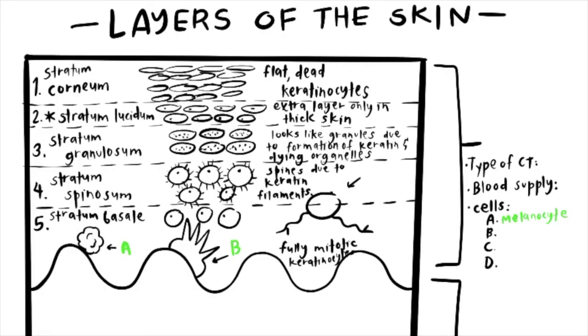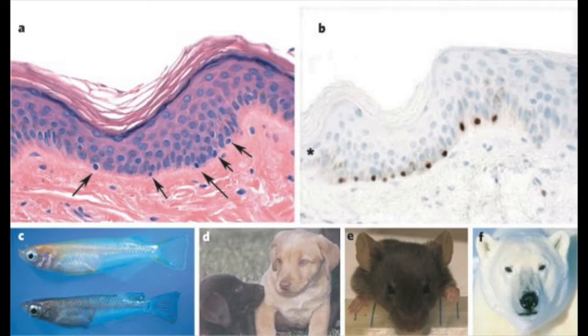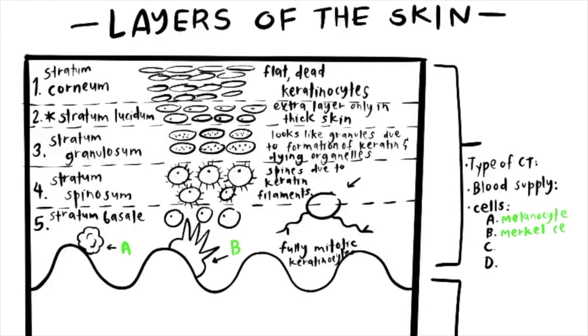Starting with letter A, we have melanocytes. Melanocytes are specialized cells that protect us from UV radiation. You may have heard of the term melanin before. Melanin is a pigment that melanocytes release to darken us to protect us from UV radiation. Letter B is pointing to a Merkel cell. These are spiny-looking cells that help us sense light touch.